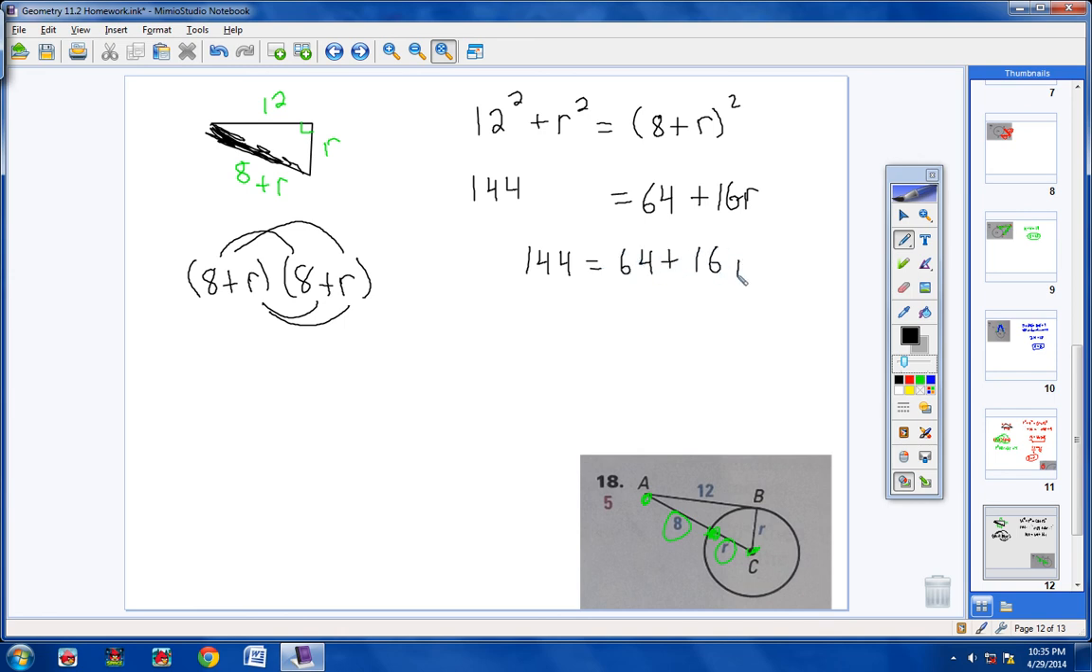Now we'll bring the 64 over, and when we bring it over, we'll make it a negative 64, and we're left with 80. So 80 equals 16r. If you divide both sides by 16, 5 equals r. Okay, and that's the answer.